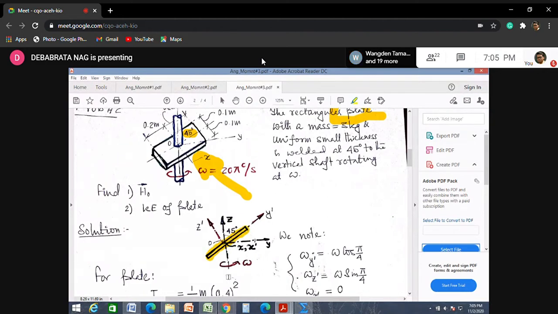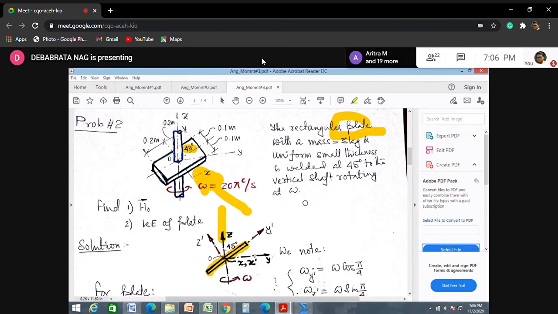So this is your plate, and this is the center line of this vertical shaft. The plate is making an angle with respect to the vertical, and the plate is rigidly welded to this shaft at point O. So what we have been asked here, and this entire thing is rotating.